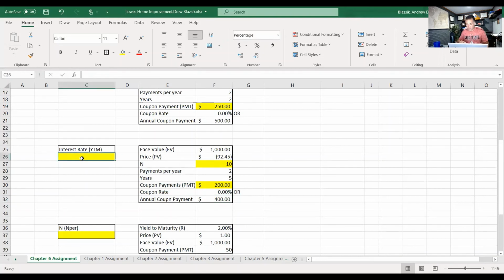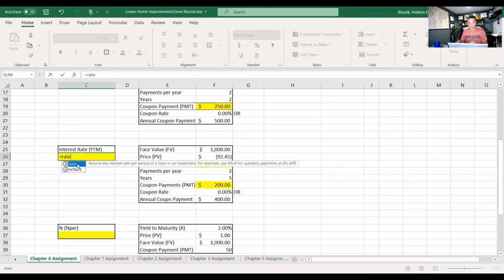So how do we solve the interest rate? I'm going to say equals, I'm going to type in rate, and I'm going to double click on that. Okay, so we have rates. So the first variable we have to enter in is NPER. That's right here. N, that's the total number of payments throughout the life of the loan.